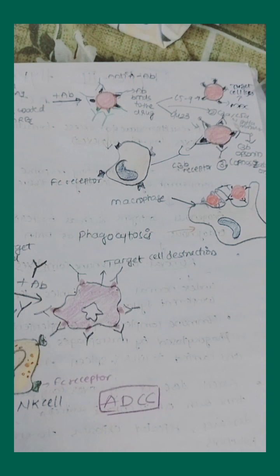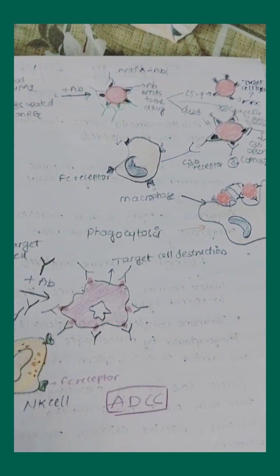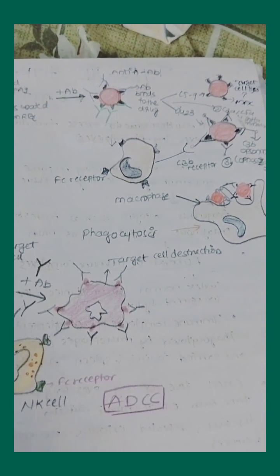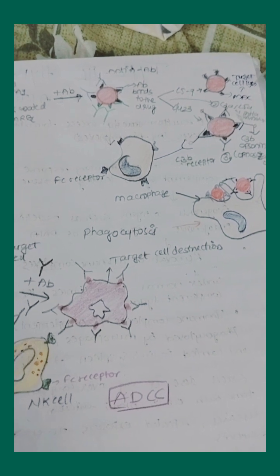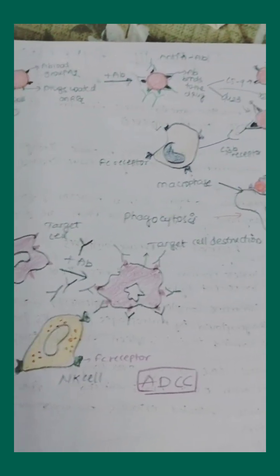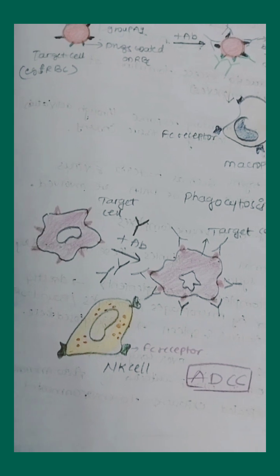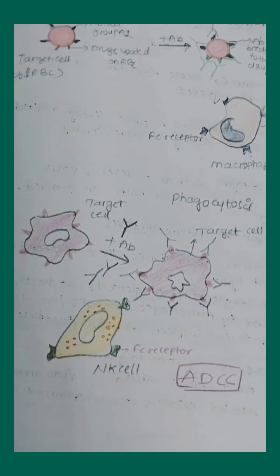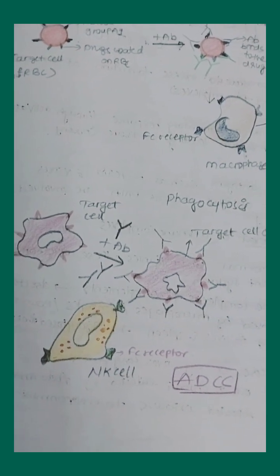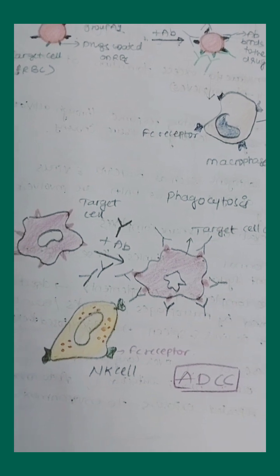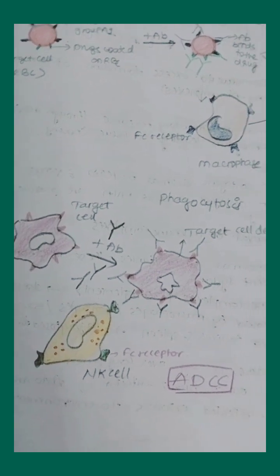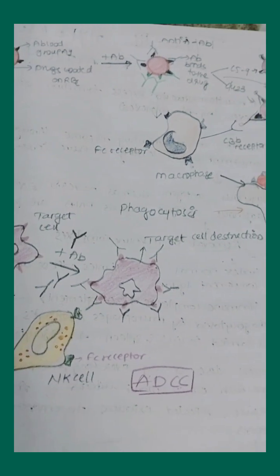With the C3B receptor, the macrophage will recognize it, and it will lead to phagocytosis. As we saw in this nice diagram, phagocytosis is occurring. This is the target cell with antibodies, and target cell destruction will occur. As we saw before, the FC portion of IgG will bind to the effector cell. The effector cell is the NK cell. Then antibody dependent cellular cytotoxicity occurs.